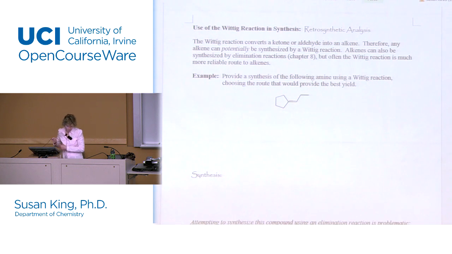All right. So let's provide a synthesis of the following amine. Goodness, that should be alkene, right? Using a Wittig reaction, choosing the route that would provide the best yield. All right, so what we're going to do is we're going to take this apart retrosynthetically. Now, when we do a Wittig, one side's the Wittig reagent and one side's the carbonyl. And we're going to take this apart two ways and see which way is the best.